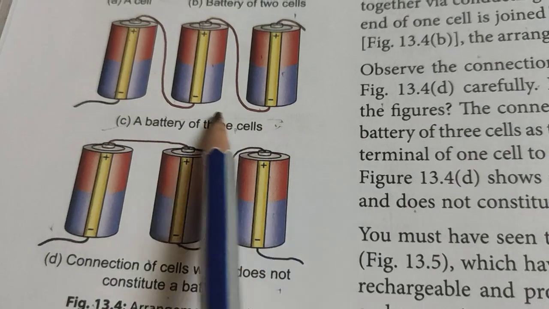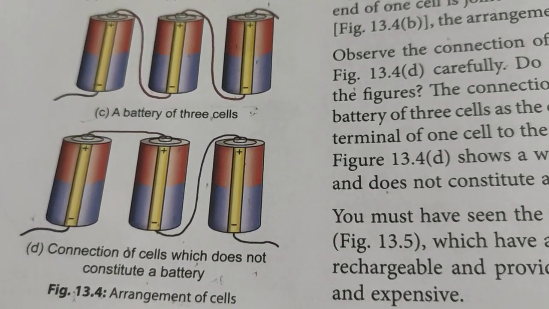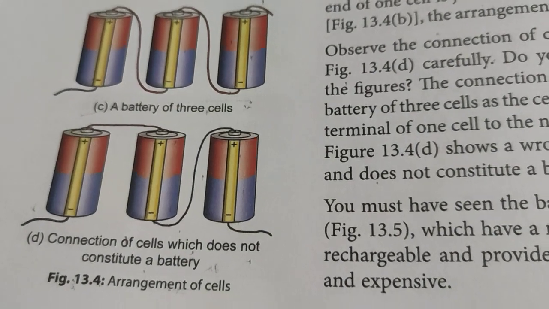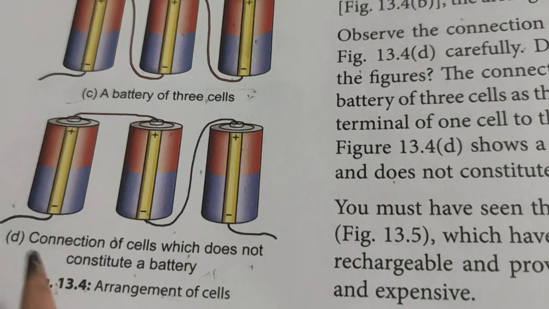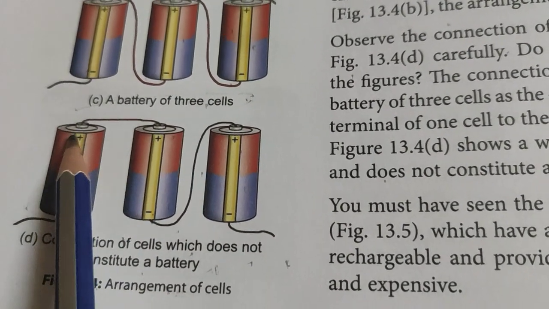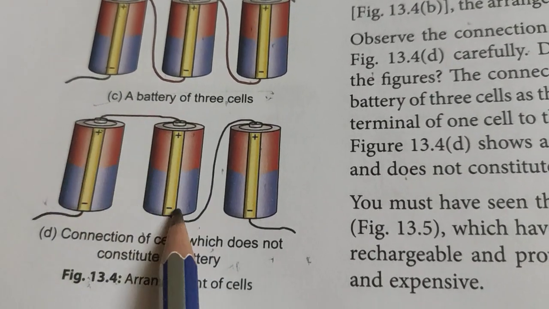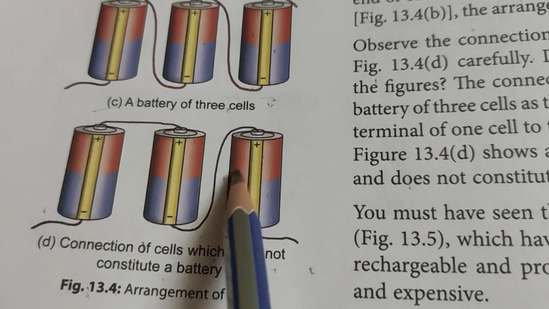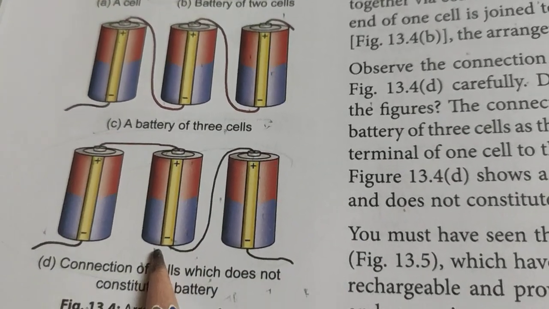If you attach batteries like this and try lighting up a lamp or bulb, or try to run some appliance, it won't work, because these two positives are attached. It should have been from positive to negative, again from positive to negative. Here the connection made is wrong.